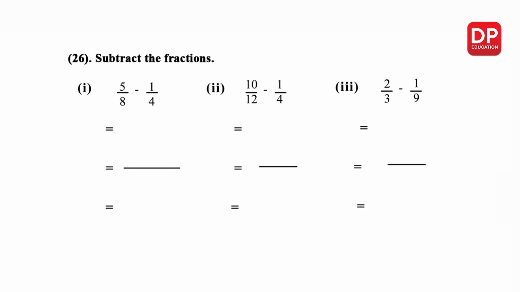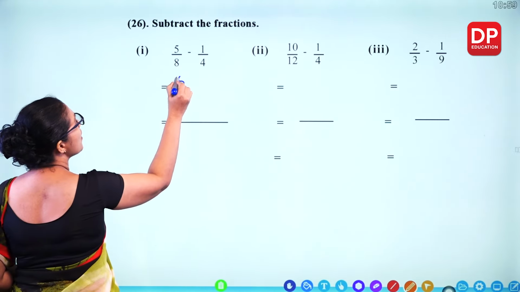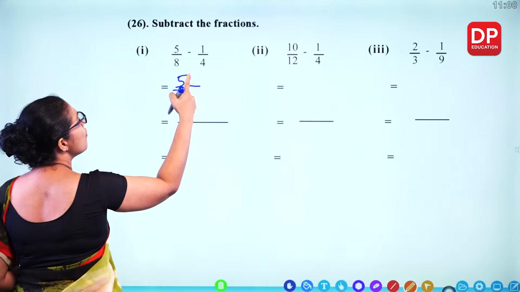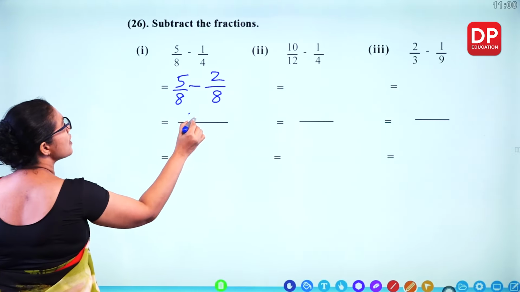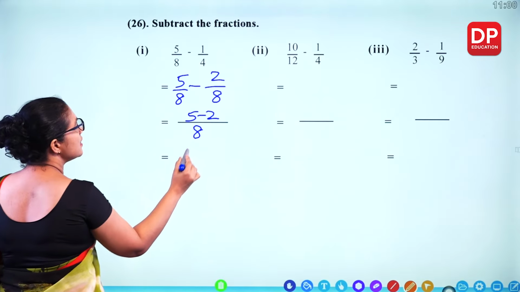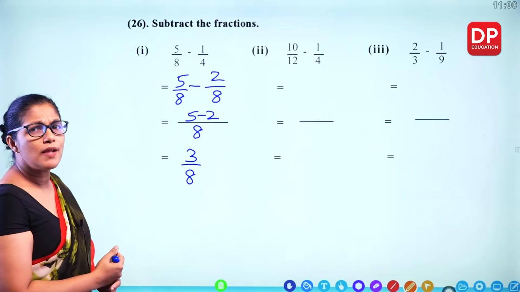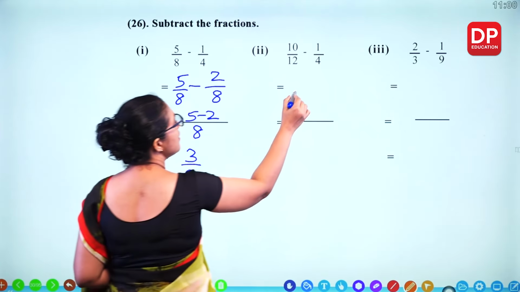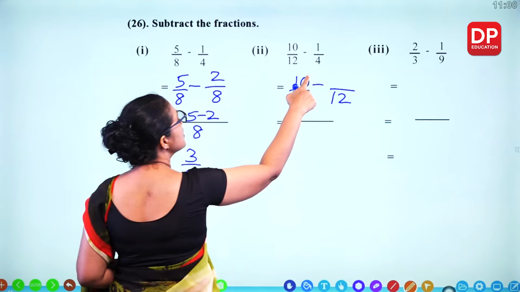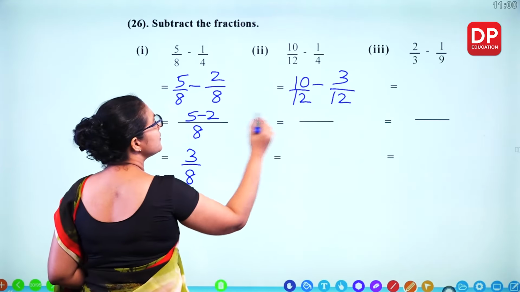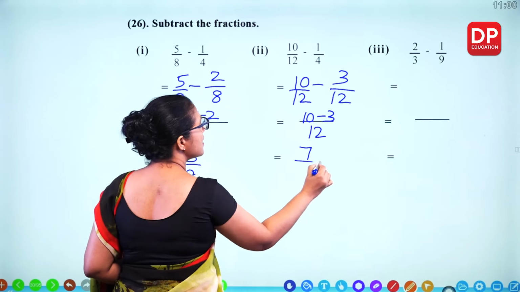Subtract the fractions. You have to convert to the same denominator. So I can write 5 over 8. 4 I can convert to 8. Multiply by 2. Now subtract the numerator. 5 minus 2, that's 3. 12 and 4. I can convert 4 to 12. Multiply by 3. Now subtract the numerator values. 10 minus 3, 7.